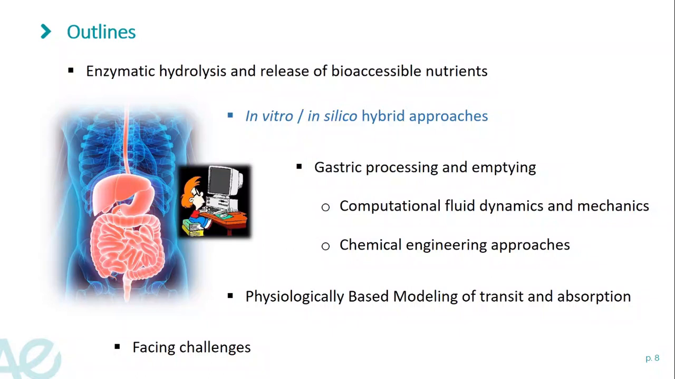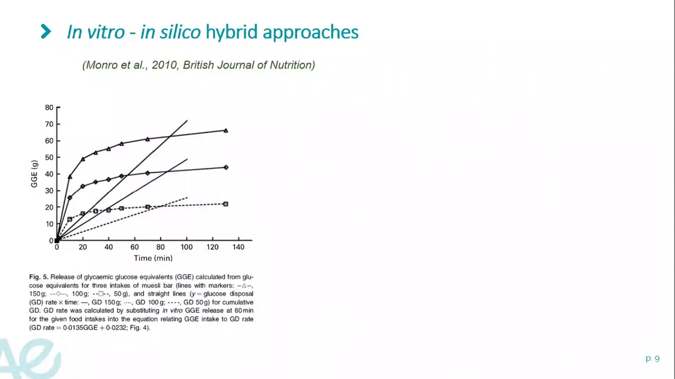With regards to the enzymatic hydrolysis mechanisms, we have seen that in vitro experiments and in vitro data are very useful to build in silico models. And now I'll briefly switch to another topic where I will show you that in silico can also be used to help in vitro findings to be translated into the in vivo situation. For this, I will show you two examples that are both related to the digestion of starch-containing foods.